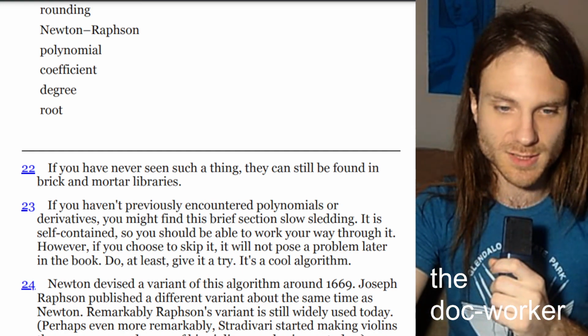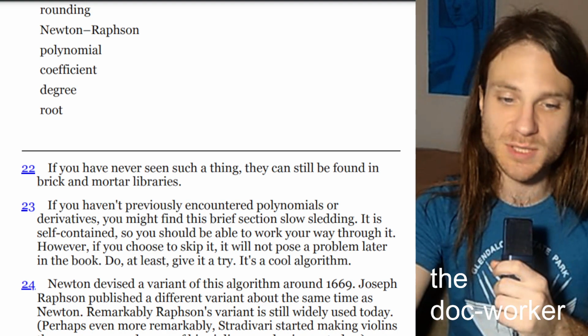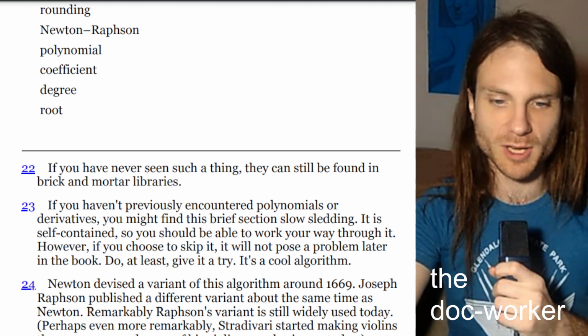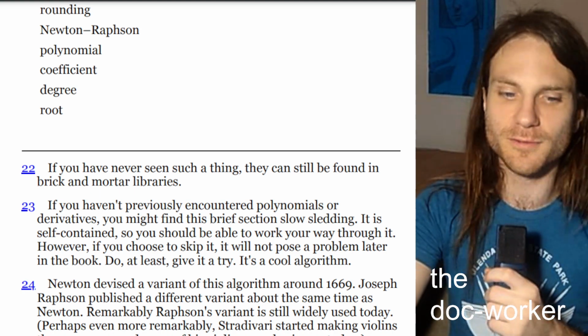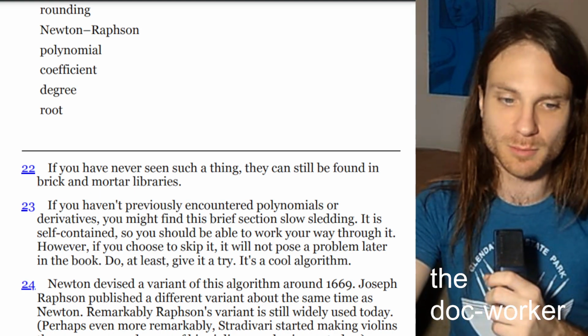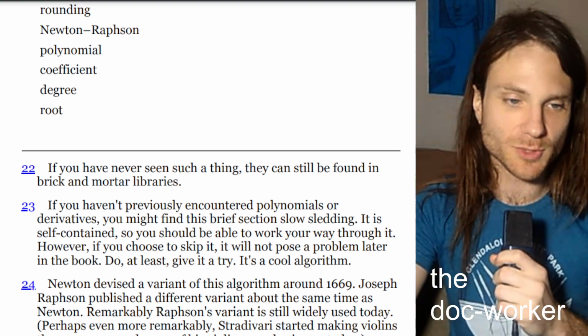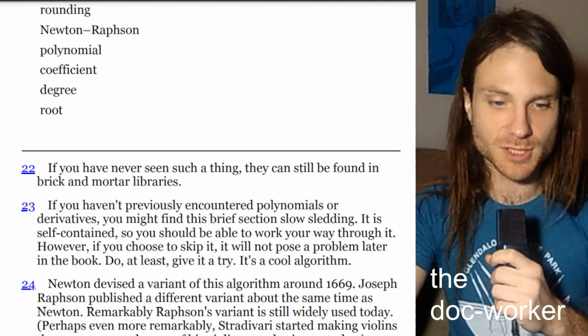If you haven't previously encountered polynomials or derivatives, you might find this brief section slow sledding. It is self-contained, so you should be able to work your way through it. However, if you choose to skip it, it will not pose a problem later in the book. Do at least give it a try. It's a cool algorithm. I just want you to know I categorically rejected the suggestion to give this a try.